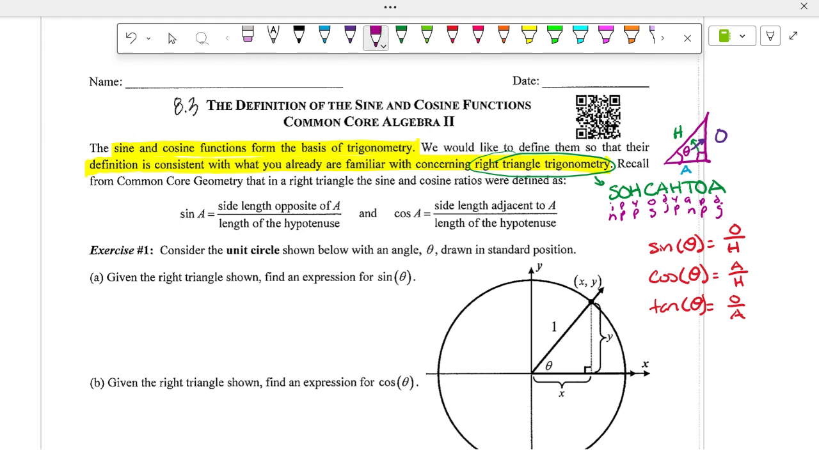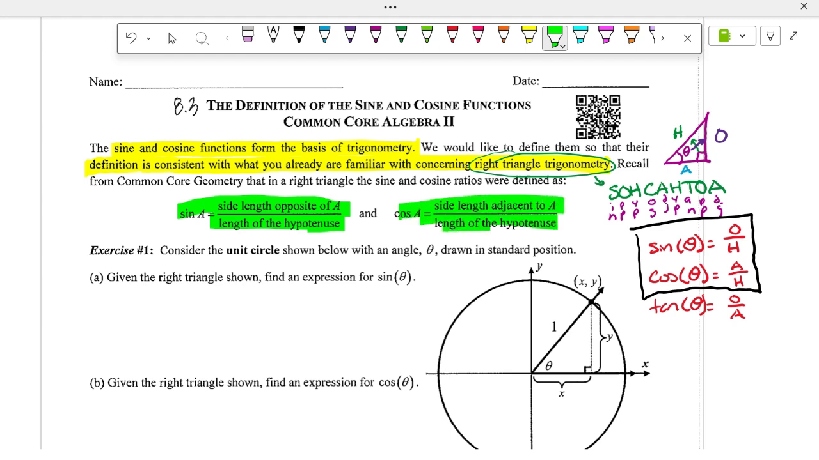Now, you used all three of those with right triangle trig. In this class, however, we want to focus strictly on the sine and the cosine. Tangent is kind of a formula of sine and cosine, but we're not going to get into that. That's more of a pre-cal thing. In this class, we only deal with sine and cosine functions. Okay? So you need to know that sine of theta is equal to opposite over hypotenuse. They also state it here. And you need to know that cosine is adjacent over hypotenuse.